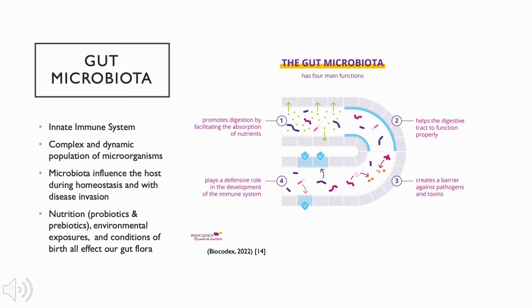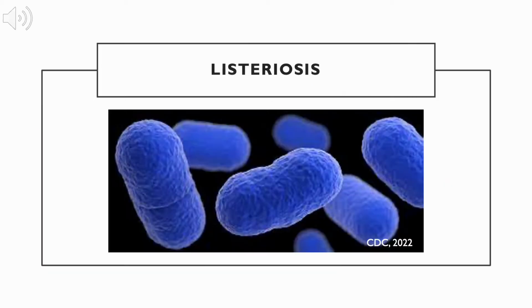Gut microbiota is a very important part of our gastrointestinal defense mechanisms. It is a part of our innate immune system. It hosts complex and dynamic populations of microorganisms. Microbiota influence the host during homeostasis and with disease invasion. Nutrition, such as probiotics and prebiotics, environmental exposures, and conditions of birth all affect our gut flora.